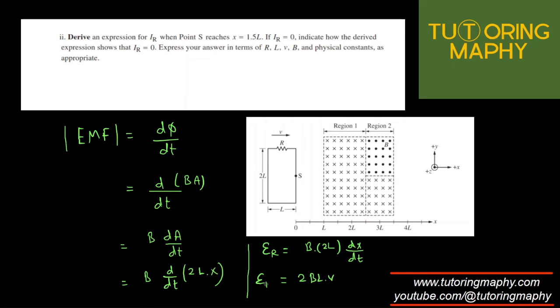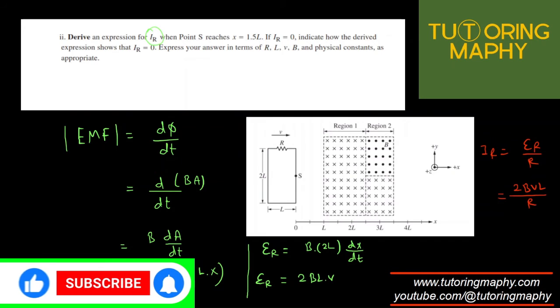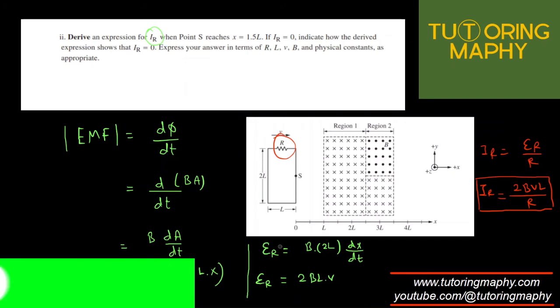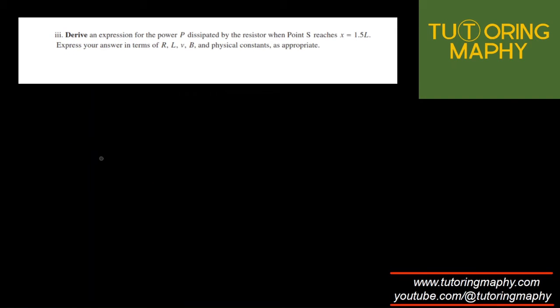So 2BLv, that's going to be the induced EMF, but they are interested in the induced current, so that's not a problem because the induced current is just the EMF over resistance as per Ohm's law. So that's going to be 2BvL over R, because that is the resistance over here. So that should be the derivation of the current. Right, let's talk about the next one.